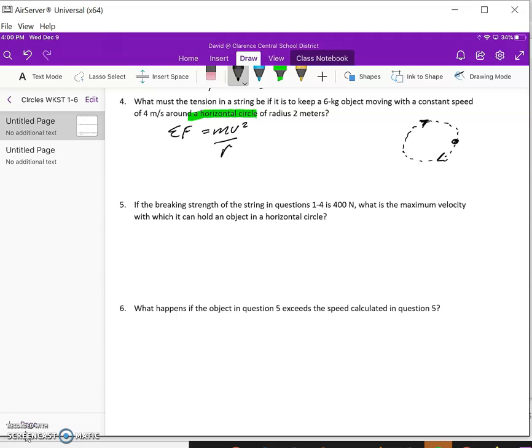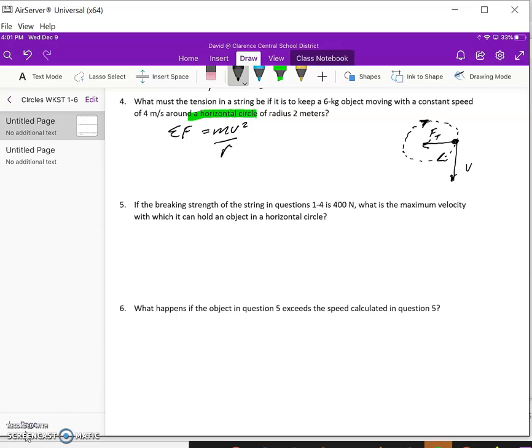Well, at any given point, this thing wants to go straight. Our velocity vector is tangent to the circle. But in this particular case, a string provides a centripetal force. So the tension in the string provides a centripetal force that keeps the object in the circle.